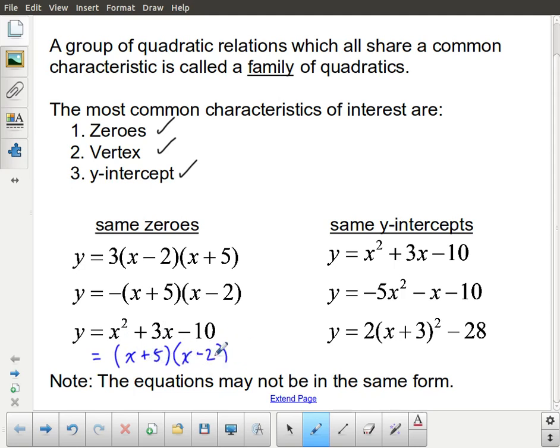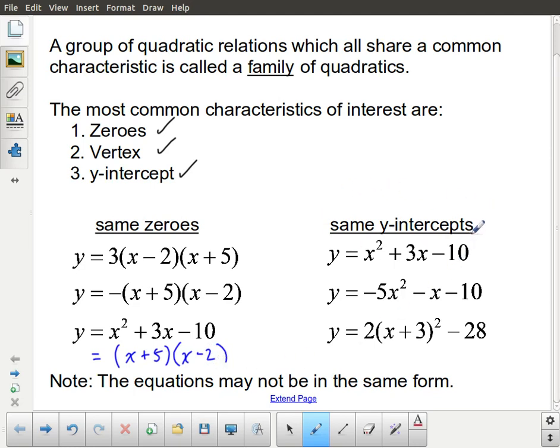The numbers are 5 and negative 2. And so as you can see, we end up with the same factors, and these have the same zeros. So in order to check this, if you can convert, or if you're given all of your equations or your relations in the same form, then you can find out pretty quickly whether or not they are in the same family.